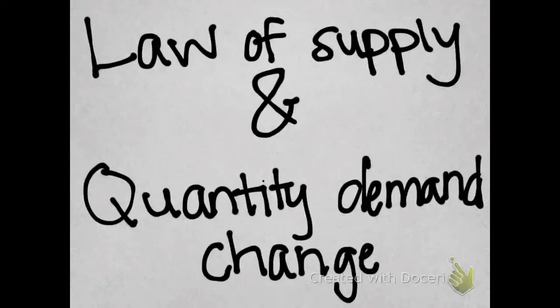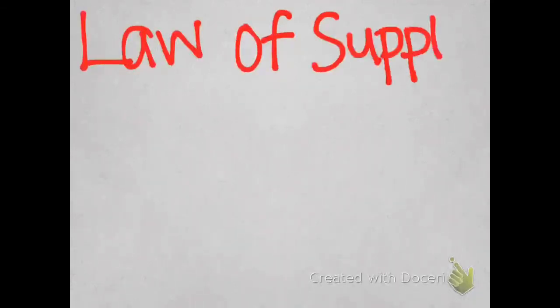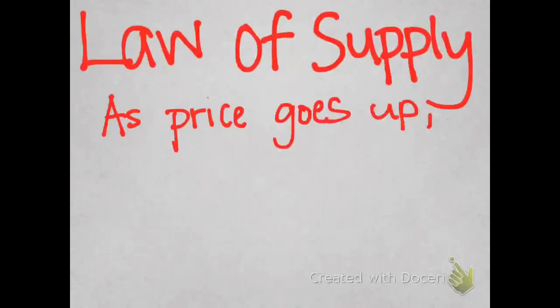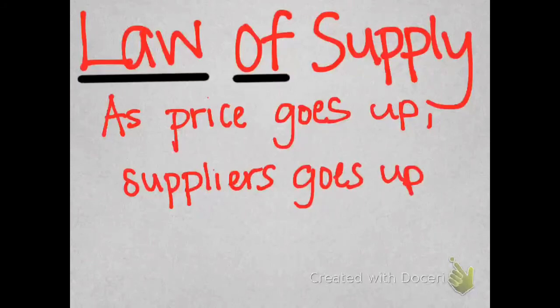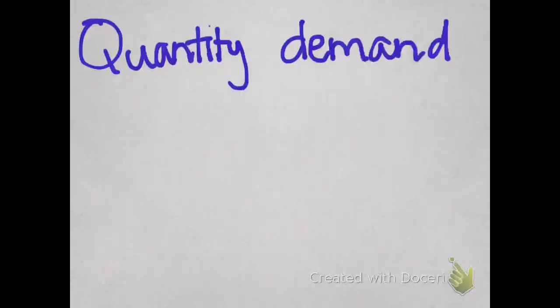In this video, we will be talking about the law of supply and quantity-demand change. The law of supply is as follows. As price goes up, suppliers go up. And it works in the same way as price goes down, suppliers also go down.